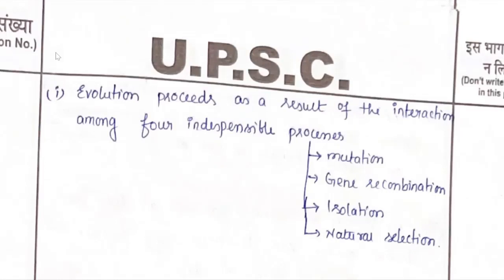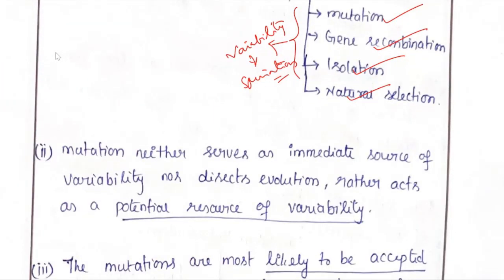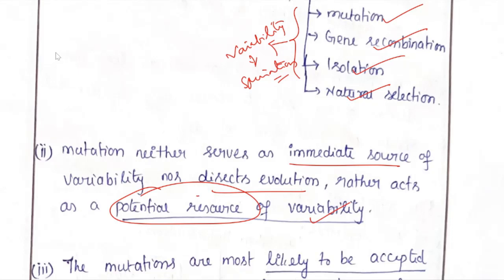First, evolution proceeds as a result of interactions among 4 indispensable processes. What are they? Mutation, gene recombination, isolation, natural selection. When these work, variability arises, and this variability leads to speciation and subspeciation, finally speciation, which is nothing but organic evolution. Now the second point: mutation neither serves as an immediate source of variability nor directs evolution, rather it acts as a potential resource of variability. It acts like a source for variability, meaning random changes.